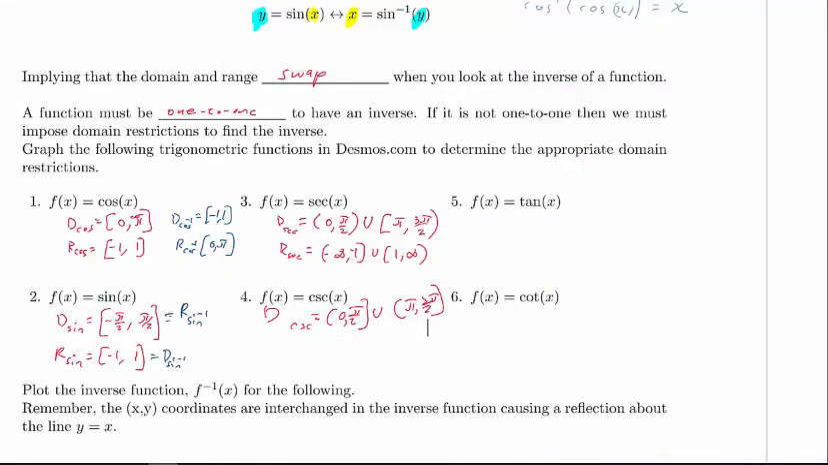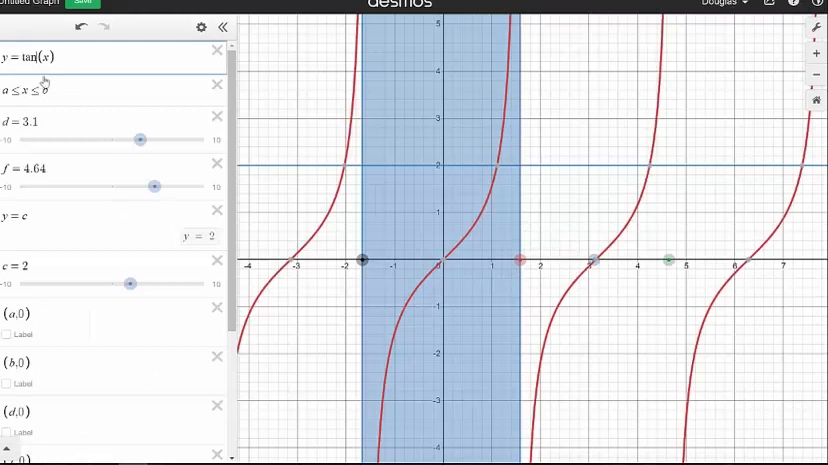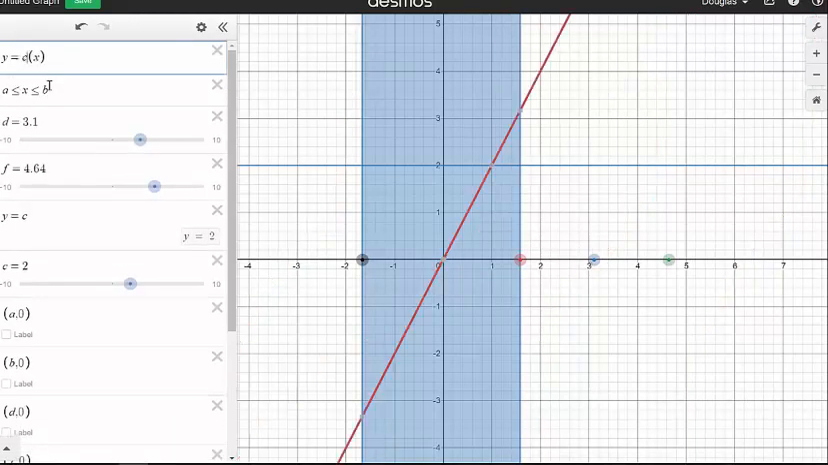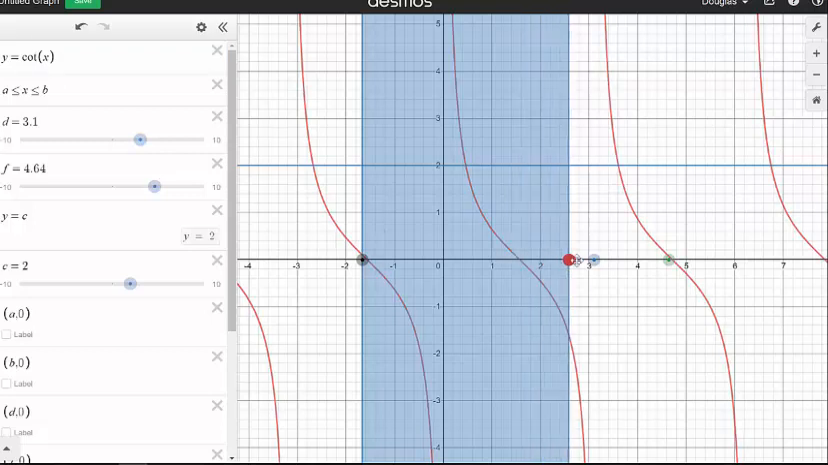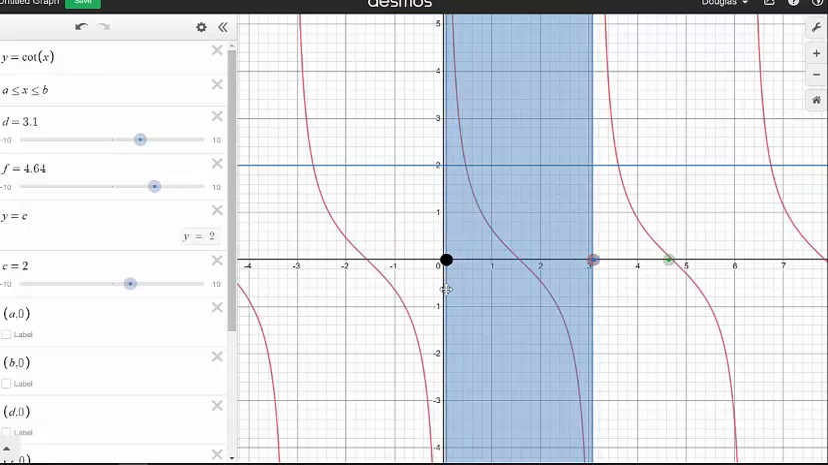So a domain for tangent is simply negative pi over 2 to pi over 2. Okay, now let's look at cotangent. Again, we want to just have that one section in there. So bring that over to here. Bring this guy over here, and note this goes from 0 to pi.